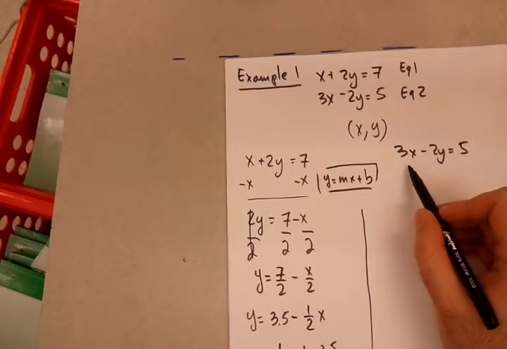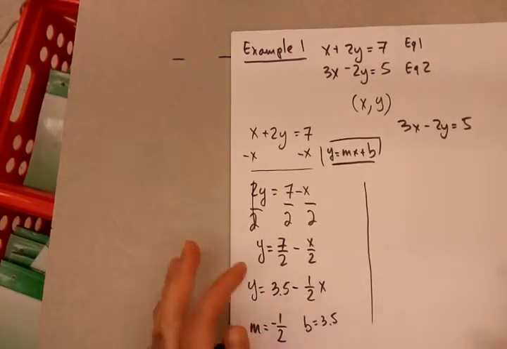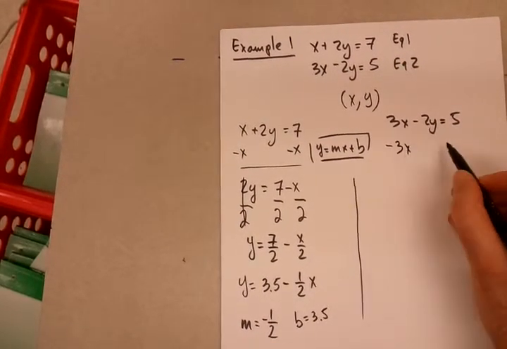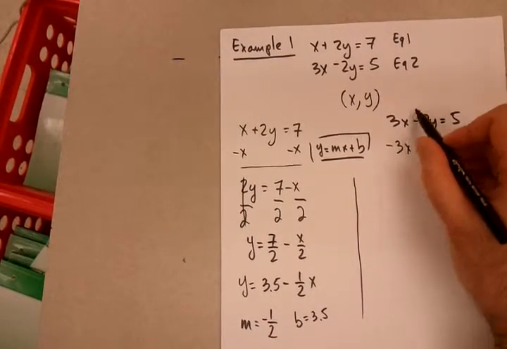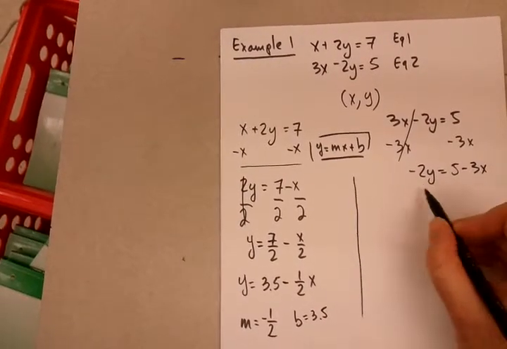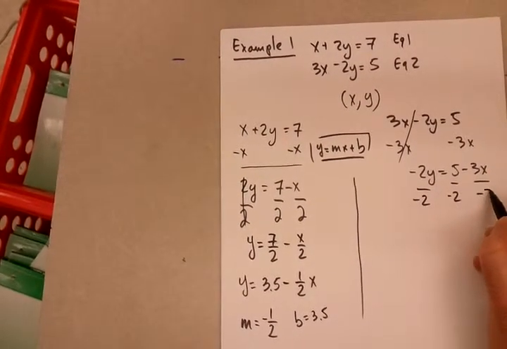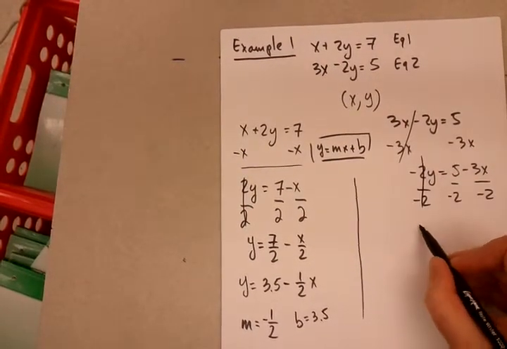I'm going to isolate the y over here by subtracting 3x from both sides. Then I'm going to divide everything by a -2. Again, to get rid of that -2, I do the reverse. It's being multiplied, so I divide it.